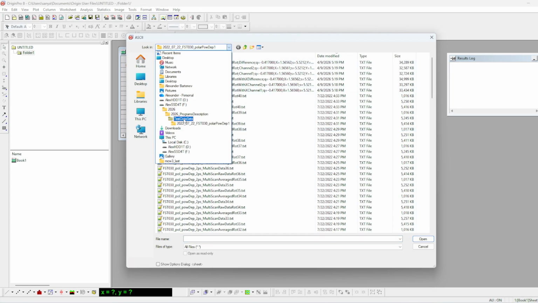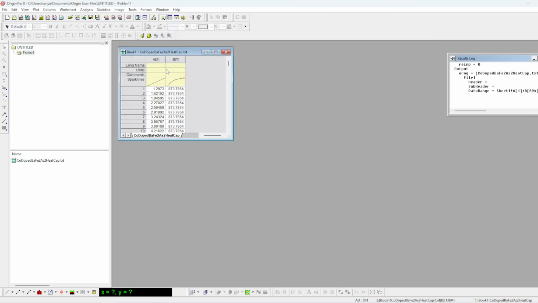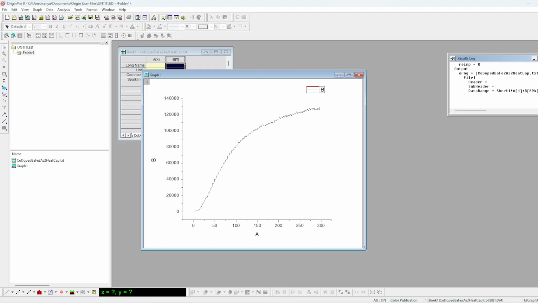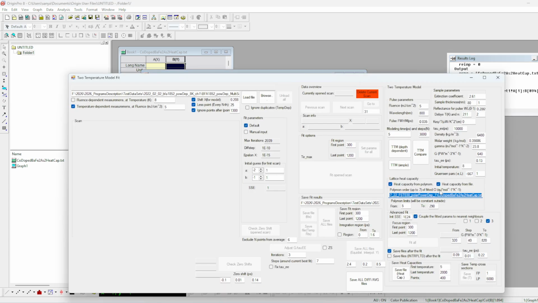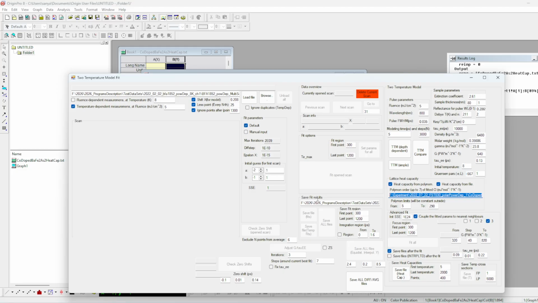I will show you what it consists of. My heat capacity file consists of only two columns, no labels, and this is the digitalized heat capacity from 0 to 300 kelvins in the correct units. Make sure you have millijoules, not joules, millijoules per mole per kelvin, and here also gamma in millijoules.